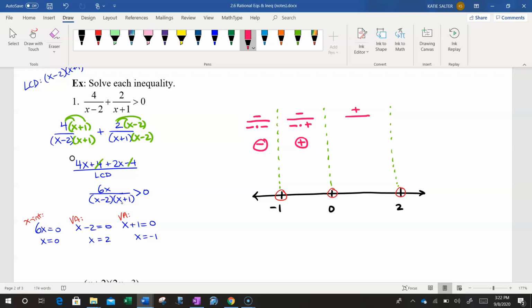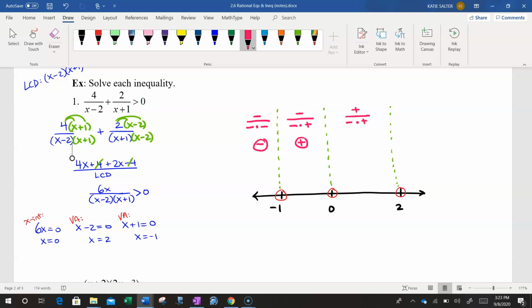1 minus 2 is negative, so that is negative. And then 1 plus 1 would be positive, so that's positive. What I'm doing is substituting a number from each section into the 6x, the x minus 2, and the x plus 1. I don't really even care what the number is. I'm just trying to figure out whether it would give me a positive value or a negative value.